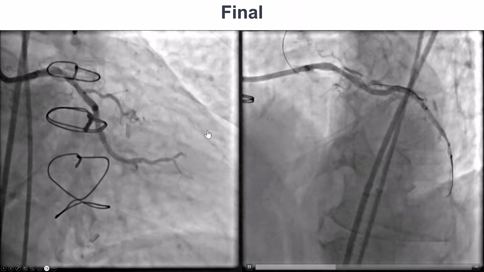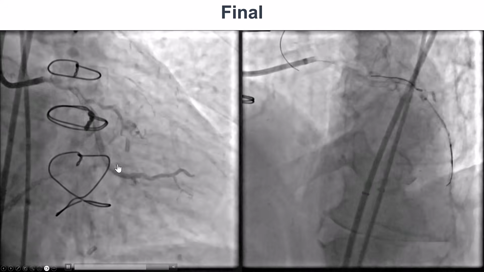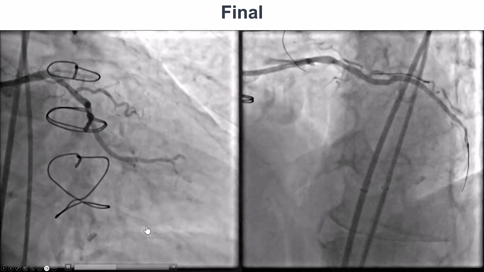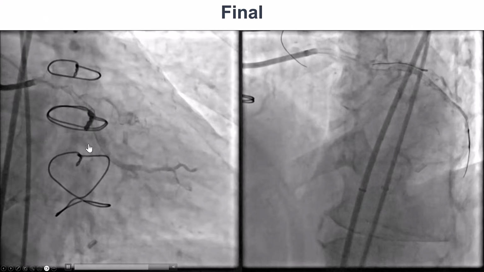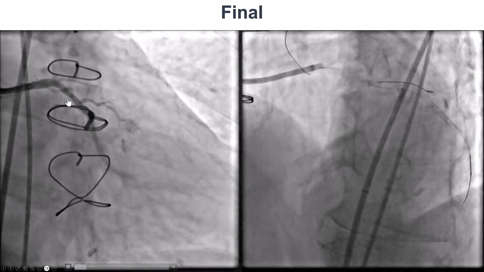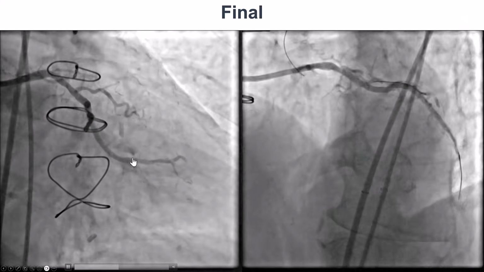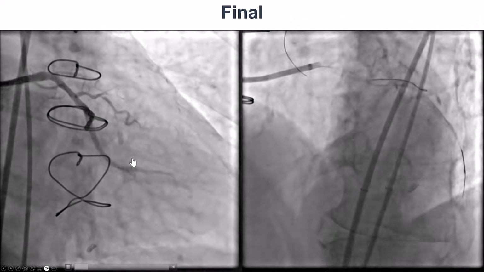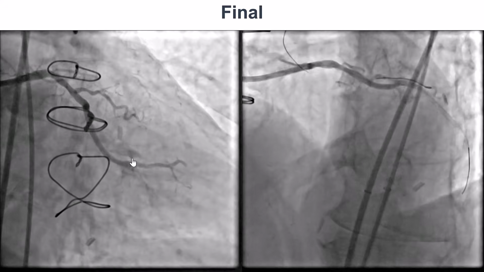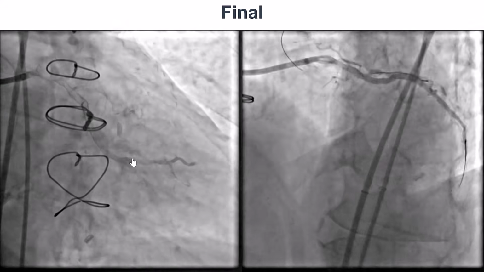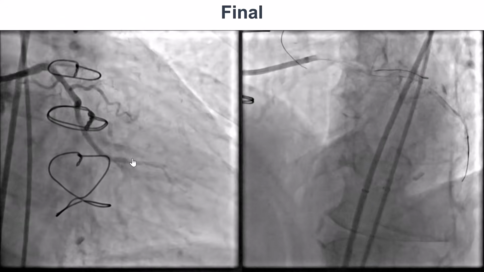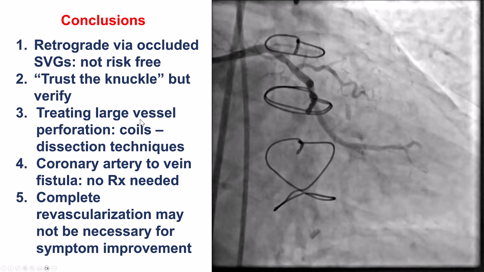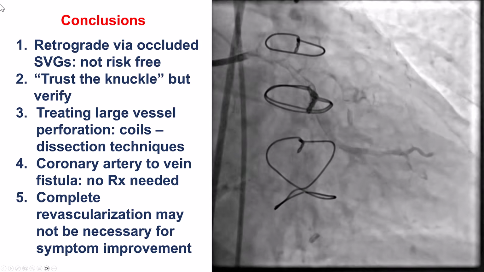And this was the final picture. Clearly here we did less than we were planning to. We were planning to open the second and the third obtuse marginal, but because of the perforation in the mid-circ, we ended up treating only the second obtuse marginal. However, what was interesting is the patient had excellent symptom relief and he was doing great, making the point that sometimes you don't need to go for complete revascularization to get symptom relief, which is the goal for most of the CTO PCI procedures. So multiple lessons from this case.